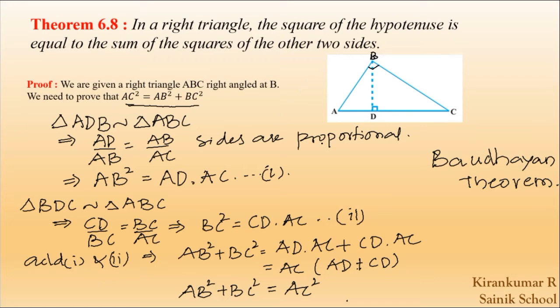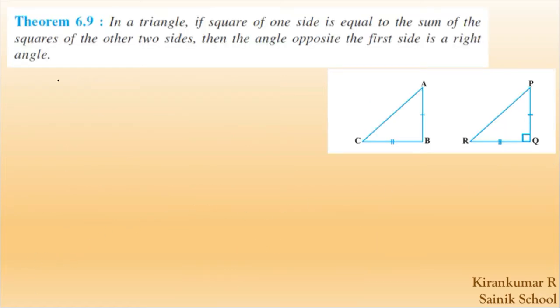In your previous classes, you have learned if in a triangle the square of a side is equal to the sum of the squares of the other two sides, it forms a right angle triangle. We may consider that as a converse of the Pythagoras theorem. The statement of the converse of Pythagoras theorem is, in a triangle, if the square of one side is equal to the sum of the squares of the other two sides, then the angle opposite to the first side is a right angle. The first side is the hypotenuse.